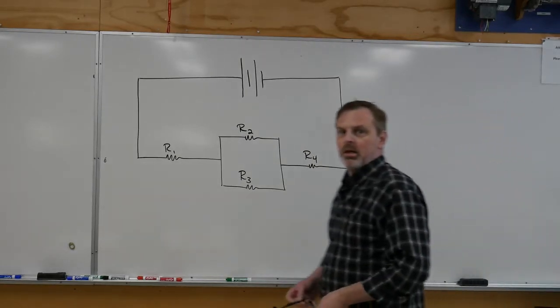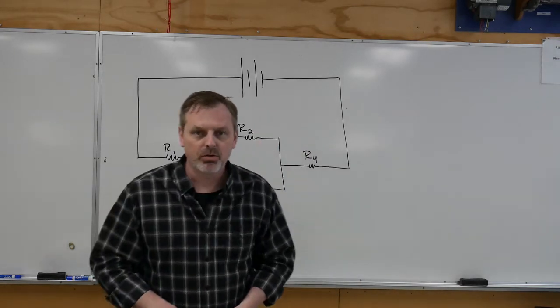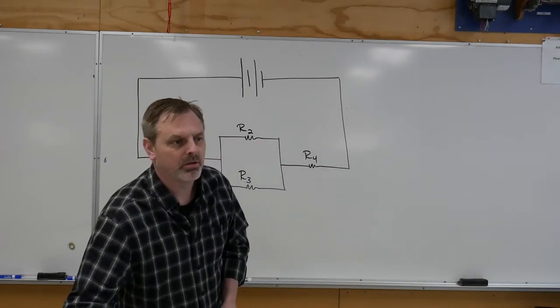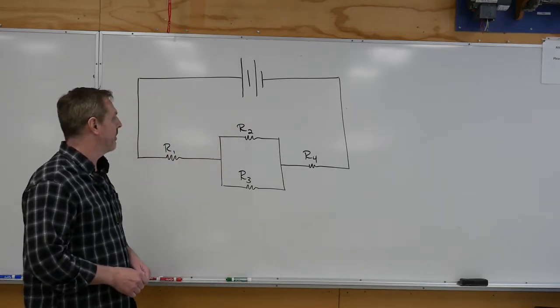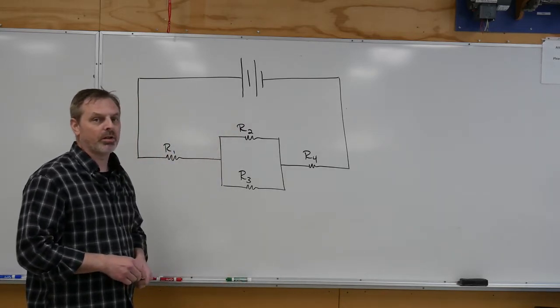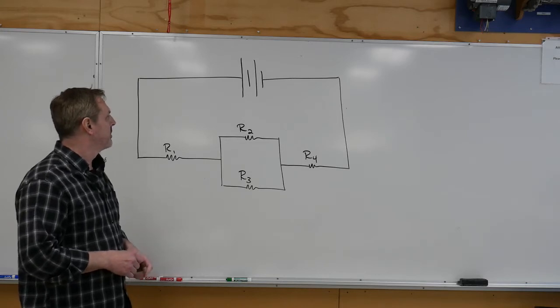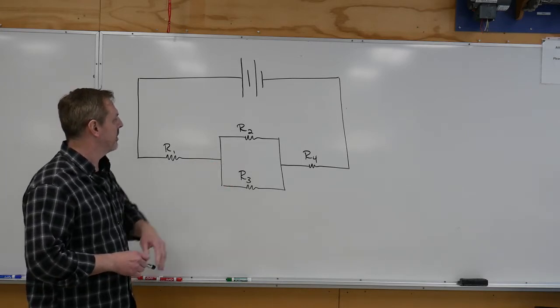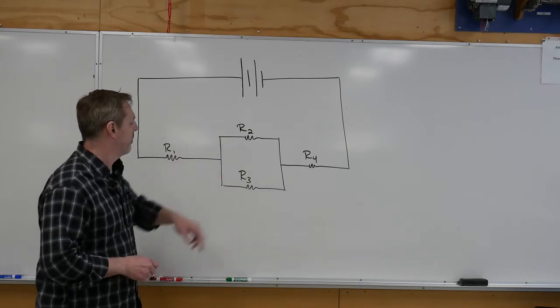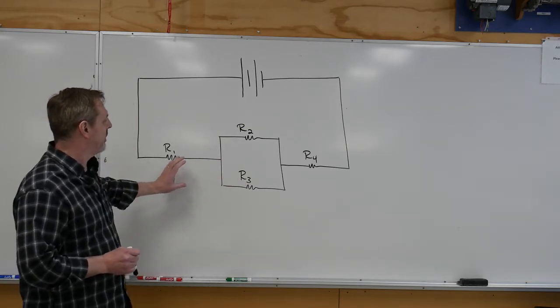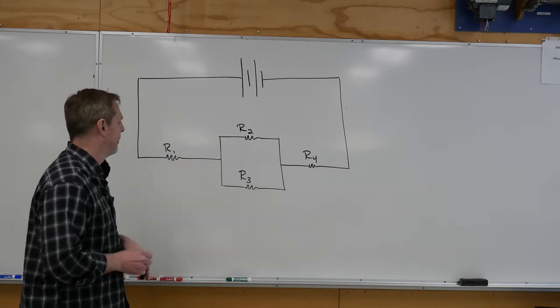Okay, solving combination circuits part 2. I've got another worksheet example up on the board that's posted on the Learning Hub. So this is a 4-element combination circuit. We've got 4 resistors, R1, R2, R3, R4, and we could examine the relationship between all of them.